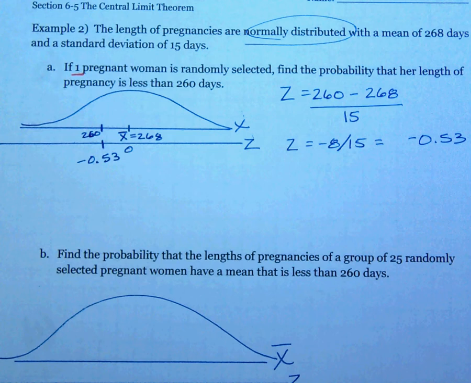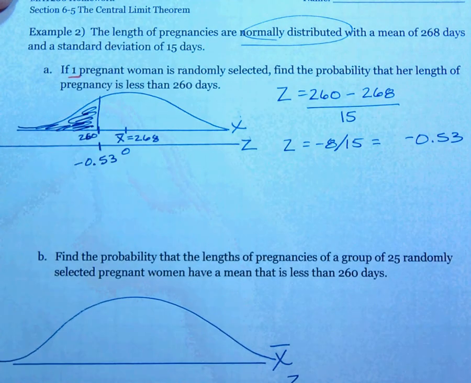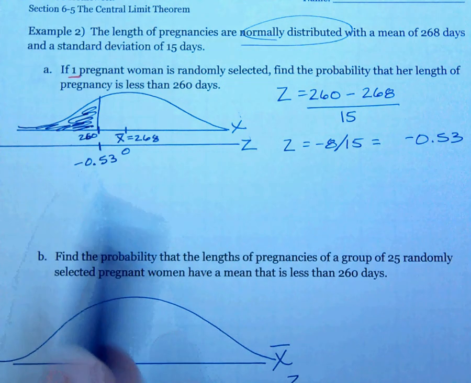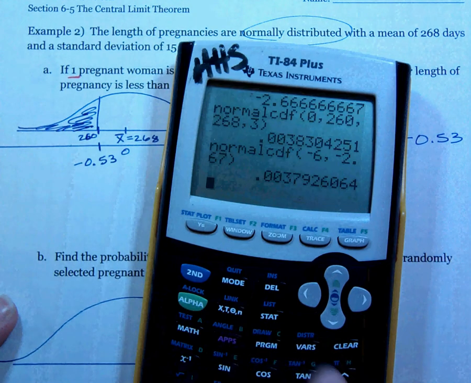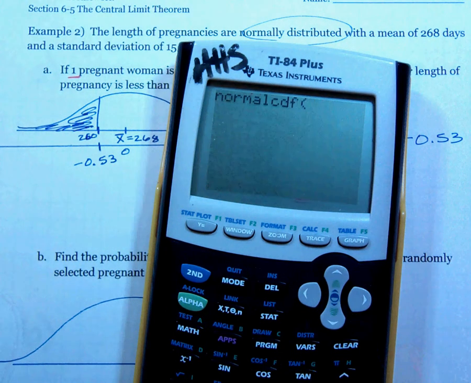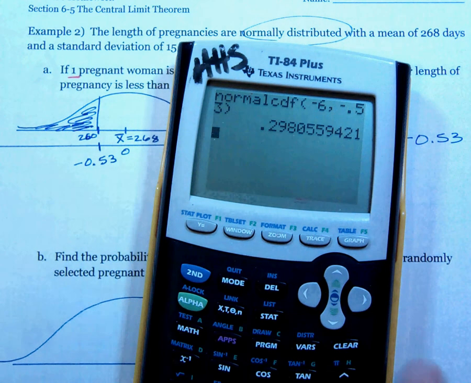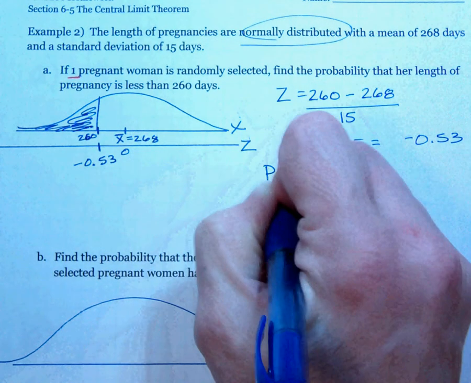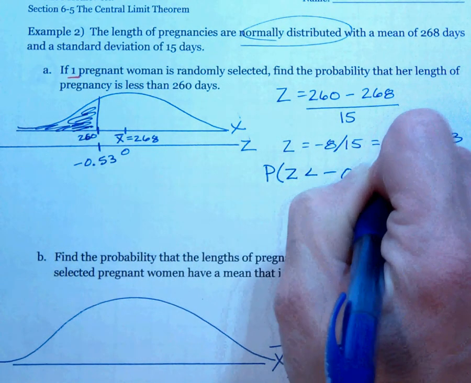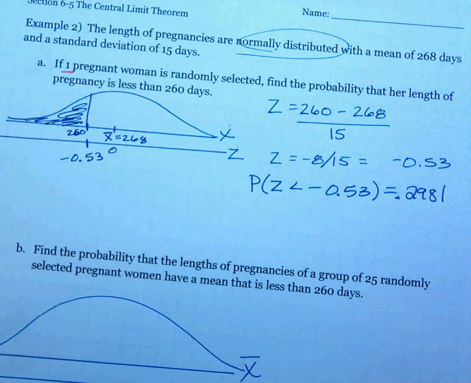Okay, so we want to know the probability that a woman's pregnancy is less than that. Okay, so we just need to find the area to the left of a z-score of -0.53. So let's do -6 because we're talking about z-scores. And we're getting 0.2981. So the probability that z is less than -0.53 is 0.2981.